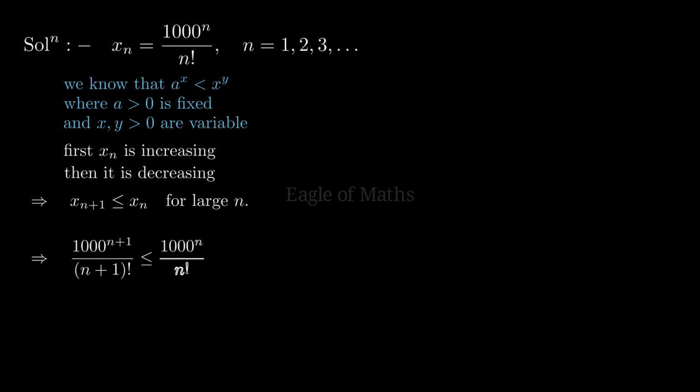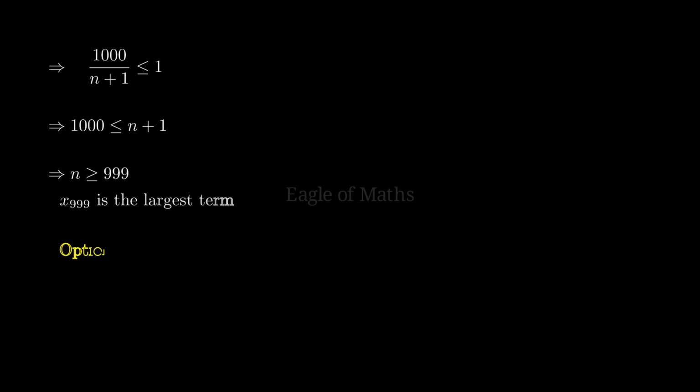This sequence is first increasing, and after some point it starts decreasing. For large n, the next term is less than or equal to the previous term. Substituting the formula of the sequence. After simplification, we obtain this inequality. This gives n greater than or equal to 999. Therefore, the sequence attains its maximum value at x 999.